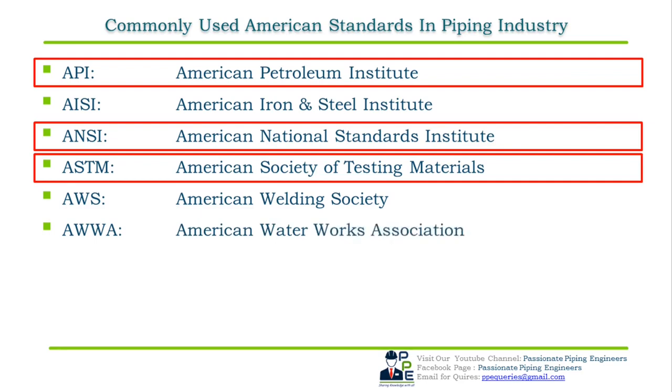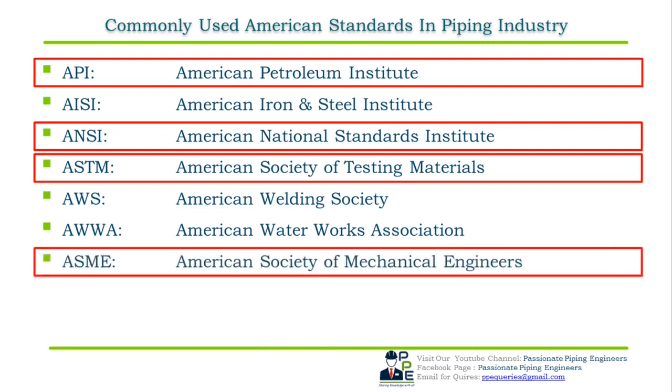AWWA, American Water Works Association. The AWWA standard refers to the piping elements that are required for low pressure water services. These are less stringent than other standards. Large diameter water pipelines which require large valves, flanges, etc. are covered under these standards. Actually, these standards are very rarely used in piping engineering.